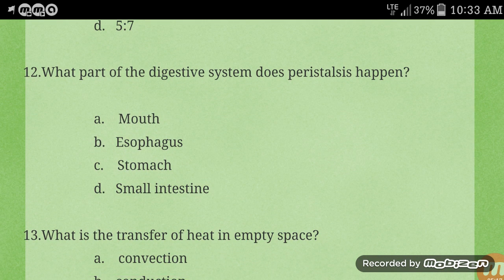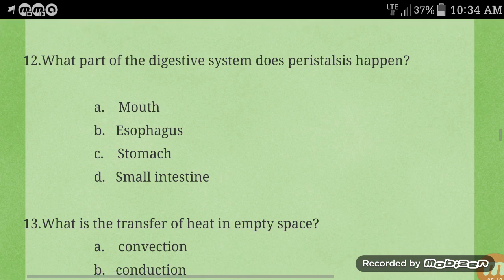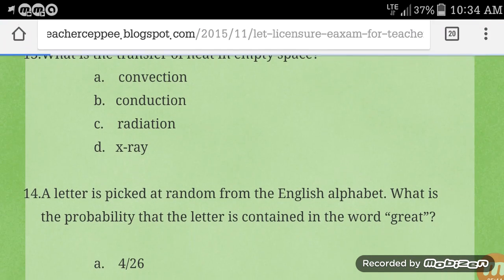What part of the digestive system does peristalsis happen? It's in the esophagus. Peristalsis is the pushing of the bolus, or the amount of food that we swallow. That pushing is what's called peristalsis. It is the antagonistic function of the circular muscles and the sphincter muscle in our esophagus.